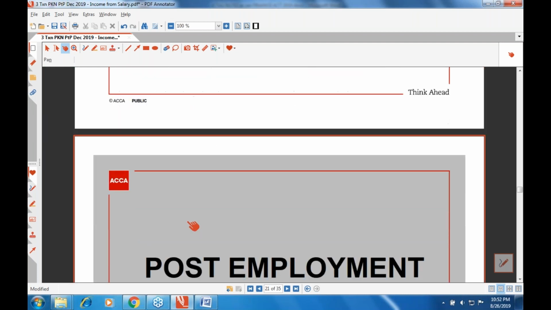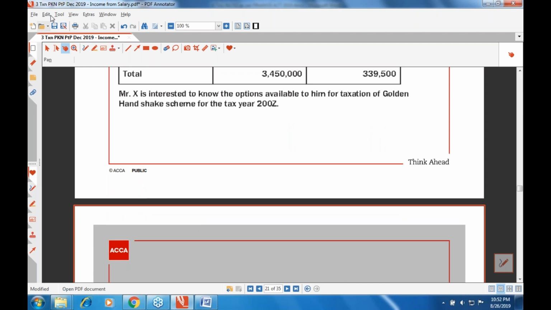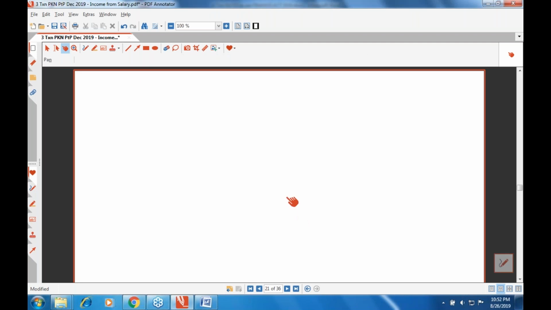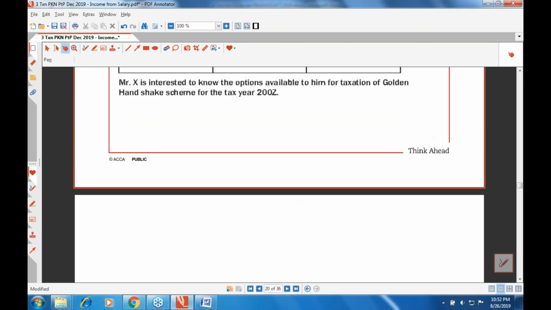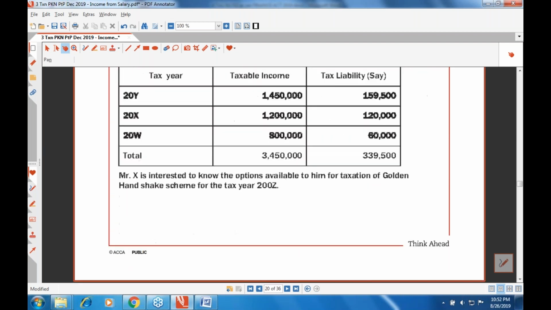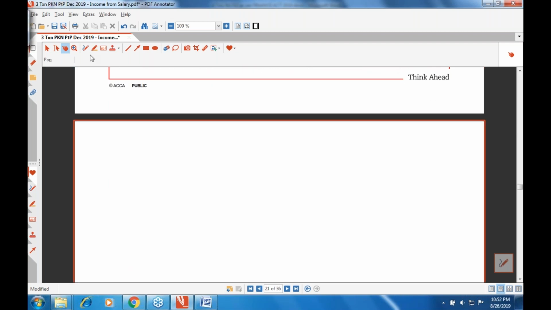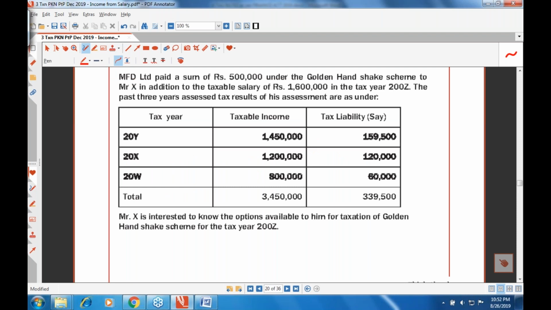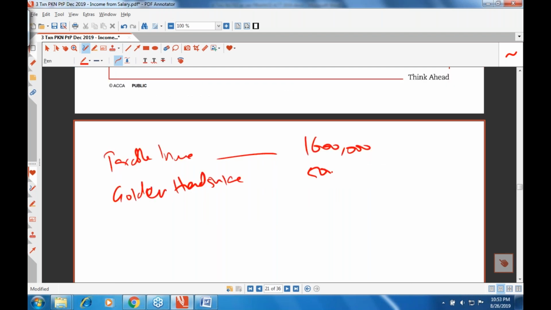So the first thing that you need to do is calculate his tax liability. You need to calculate his tax liability. For example, let's say that the taxable income is 1.6 million. The termination benefit, which is the golden handshake, is going to be 500,000. So this becomes 2.1 million.